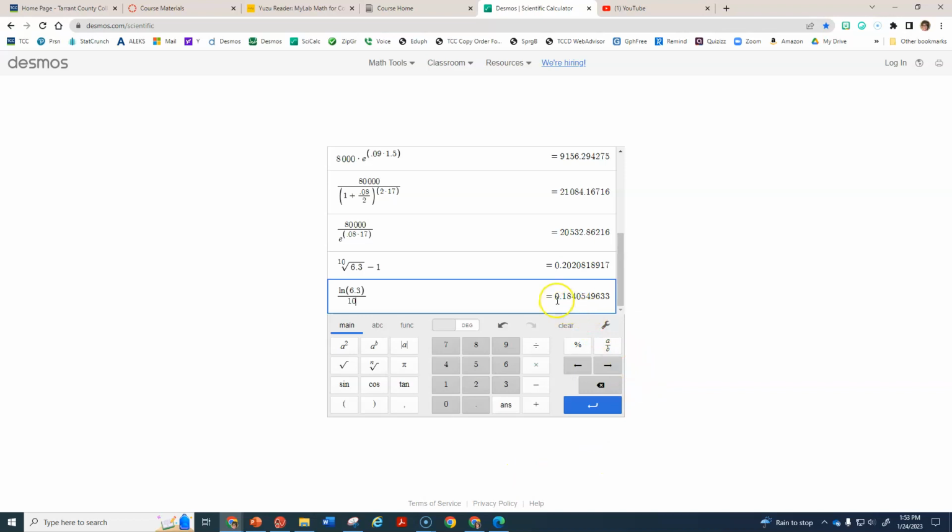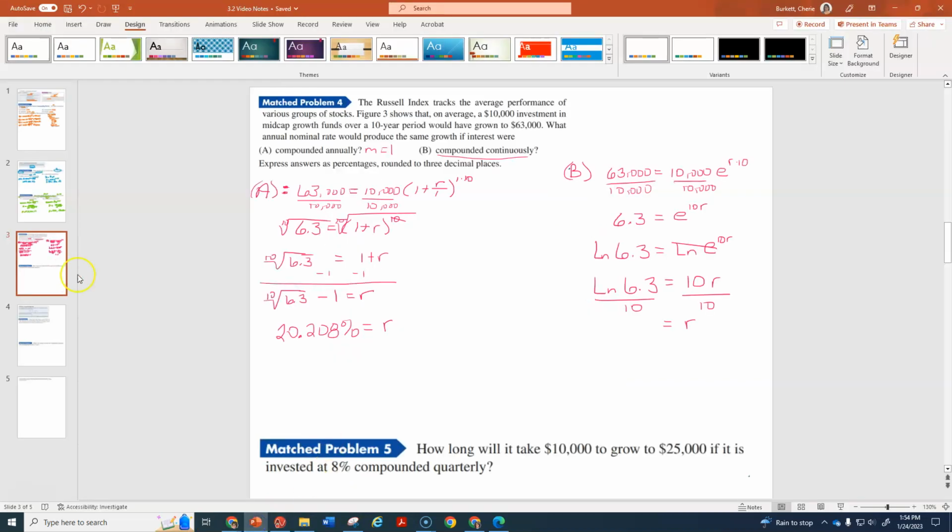And so that again is an interest rate. So I'm going to move 5 decimal places, 2 for the percentage, and then 3 more because of the rounding rule. So it's going to be 18.405. That 4 right there tells me to leave the 5 at 5. So 18.405%. So my interest rate is going to be 18.405%.